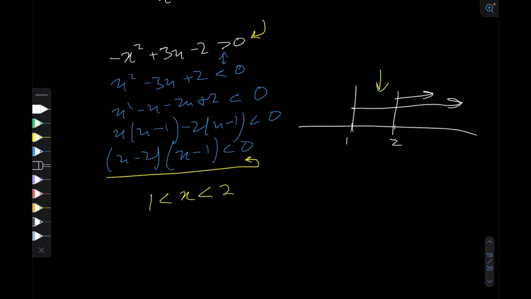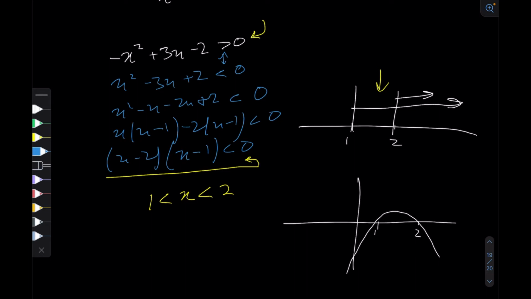And if I make my quadratic, minus x squared plus 3x minus 2, it will look something like this.